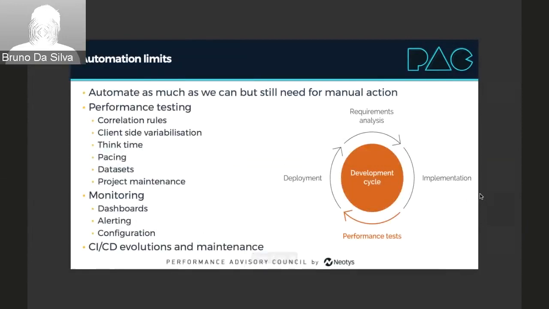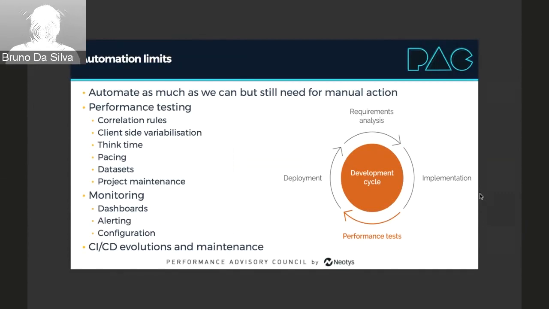Okay, so before going further, let's tackle the automation limits, because we still need manual action in order for the process to work. And I like to point it out because it requires some time. For example, when you do performance testing, you need to maintain your project and your scripts. Even if you have correlation rules, you have some configuration to do, like client side, for example, defining your data sets, think time, pacing, etc.